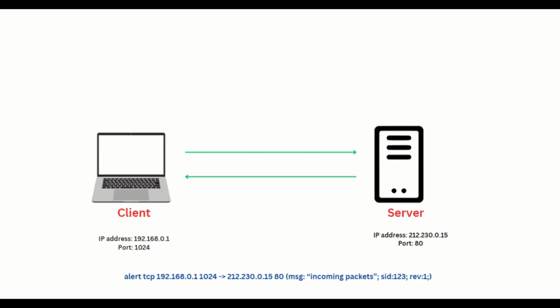We can have a second rule to monitor from server to client. In that case, it will be alert TCP. Now the source IP will be the IP of the server, which is 212.230.0.15, and the source port will be 80. Then the destination IP will be that of the client, as well as the destination port. So we're just interchanging them. However, the arrow doesn't have to change, as we will see. As long as we've interchanged the source and destination, it's fine. You don't have to change the arrow. The arrow is always a forward-looking arrow that specifies the direction of the traffic flow.